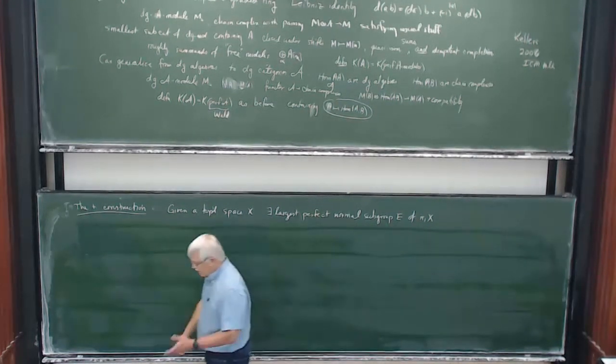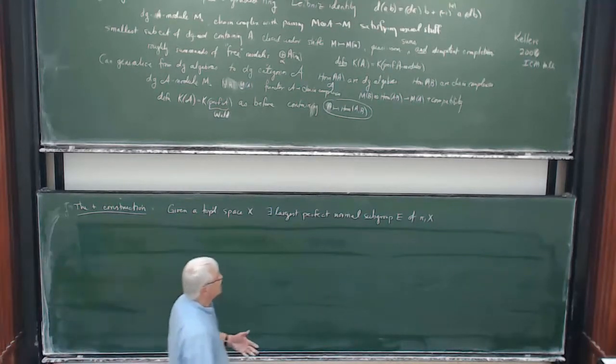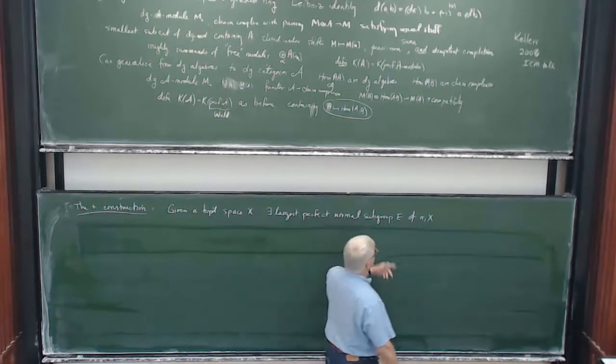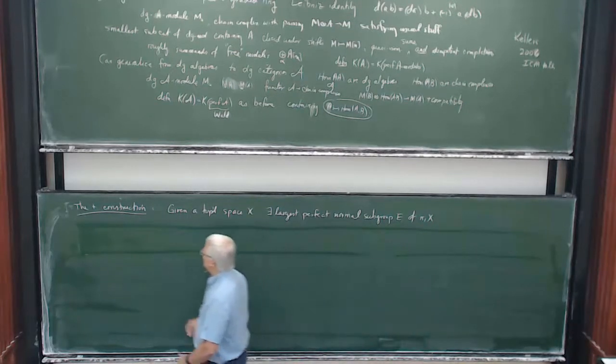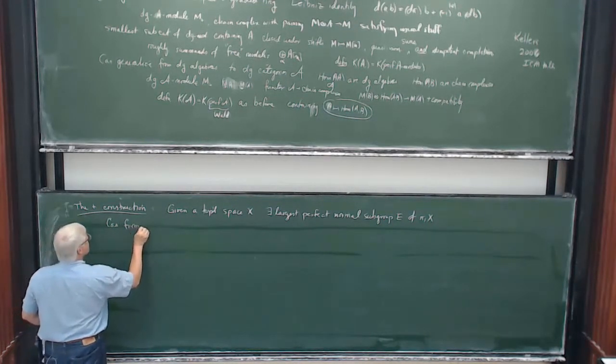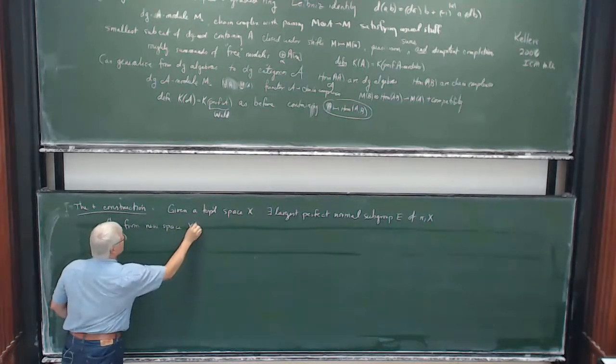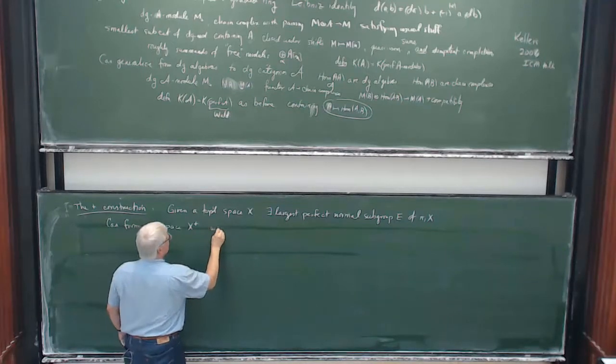So if you have any topological space, you can look at its fundamental group. It's a group, and that group always has the largest perfect normal subgroup. And then you can form a new space, which we'll call X plus, with the following properties.